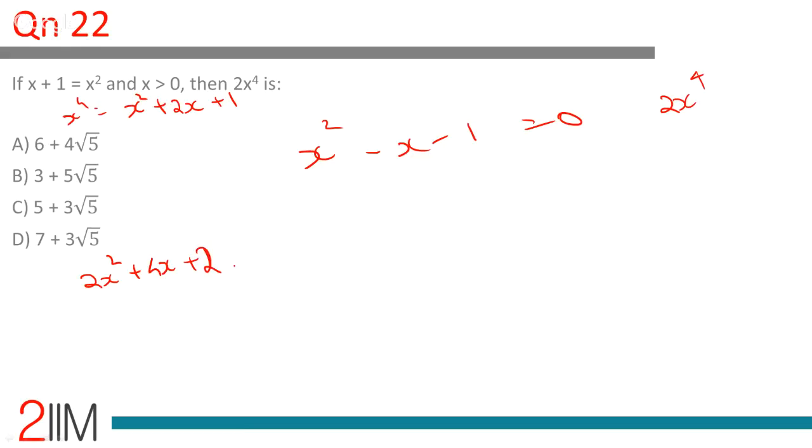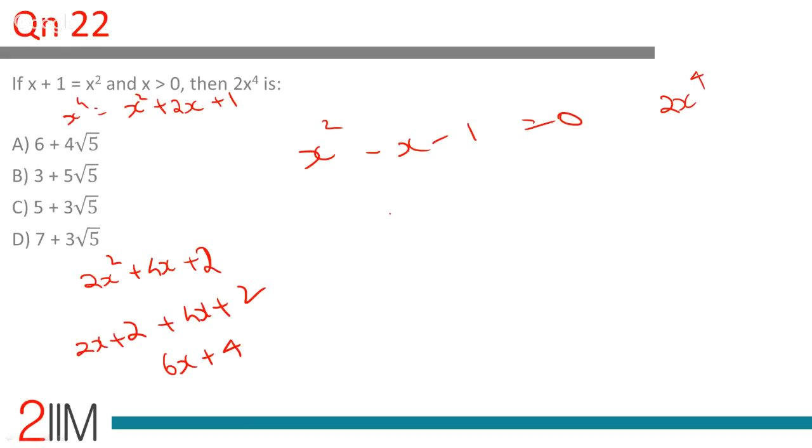2x square plus 4x plus 2. We want to find this value. X plus 1 equals x square. So x power 4 is x plus 1 the whole square, which is x square plus 2x plus 1. 2x power 4 is this number. This is what we want to find. 2x square is 2x plus 2, plus 4x plus 2. We're looking to find 6x plus 4. That's what we need to find.